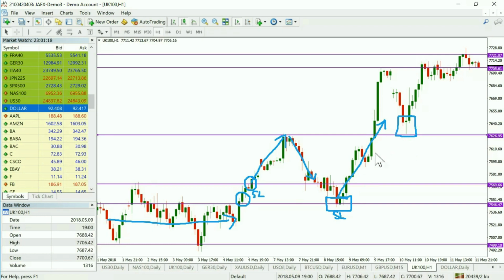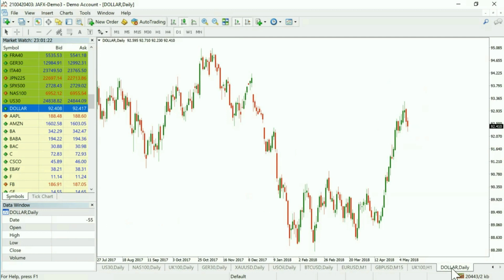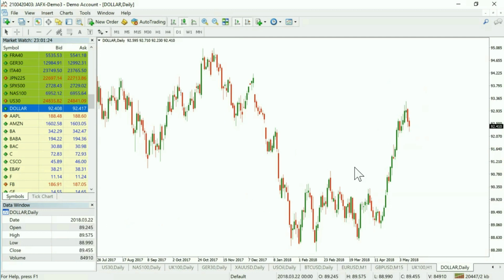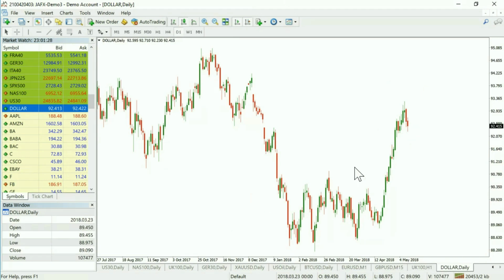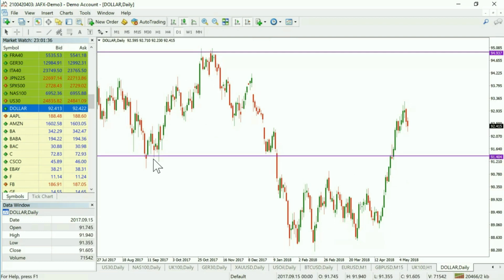So that's the FTSE market, and just the final market to show you, which is the dollar index market, which is very much a daily time frame. This is currently up on screen, and let's just identify these highs and lows, and you can see how the market interacts and behaves with these levels.